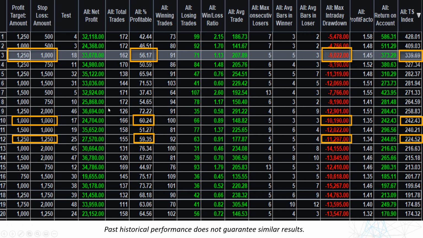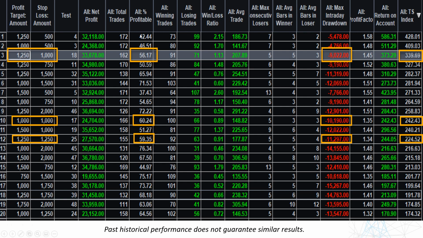On the other side of that, if you have a low percentage profitable, then the risk-reward ratio has to be much more in your favor. So in this case, I'm taking $1,250 of profit, and I'm cutting my losses very short with a $500 stop loss, but I'm only right 42% of the time. Now that has the best risk-reward ratio because I'm not risking very much money, but I'm only right 42% of the time. So each of these has a positive expectation of profit, but the risk-reward ratio is tied to the percent profitable. If you want to have less risk, you're going to have fewer winning trades.